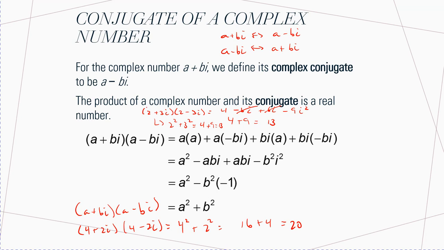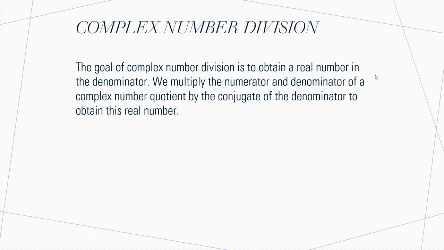So going forward, whenever we see complex conjugates like this, we could just use this formula. It's a squared plus b squared. All right, the reason we do this is we use it for division. So the goal of complex number division is to obtain a real number in the denominator. Whenever you have a complex number in the denominator, you're going to have to somehow transform it to a real number. So to do this, we multiply the numerator and denominator of a complex number quotient by the conjugate of the denominator to obtain a real number. This seems a little bit harder than it is, but it's actually not too bad at all.